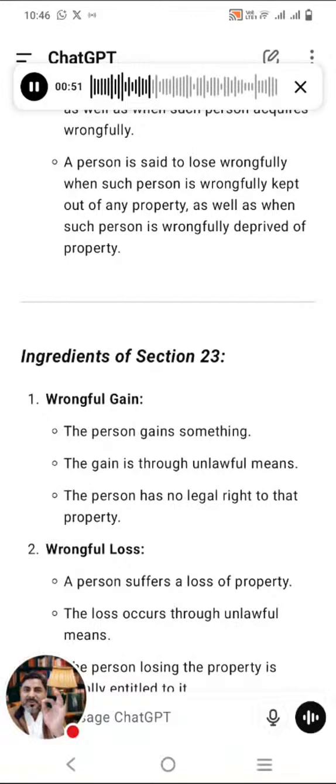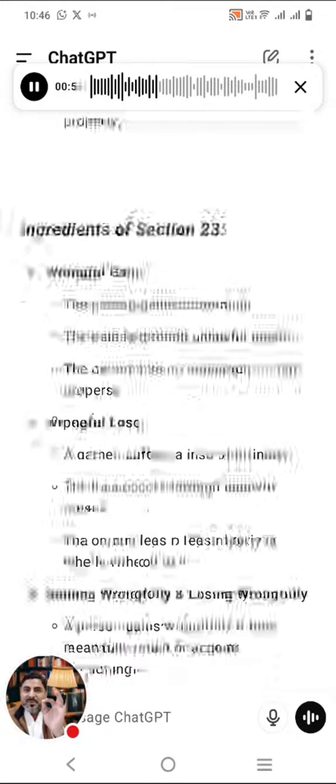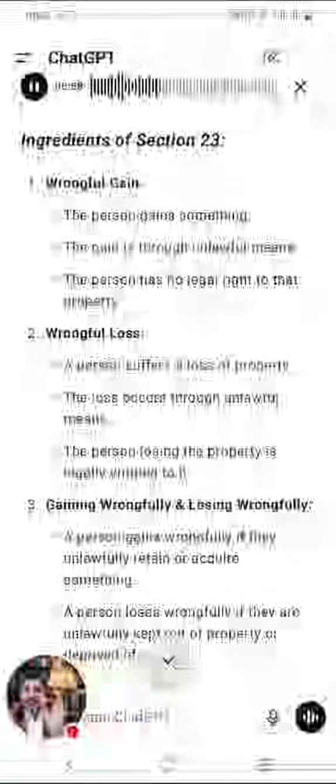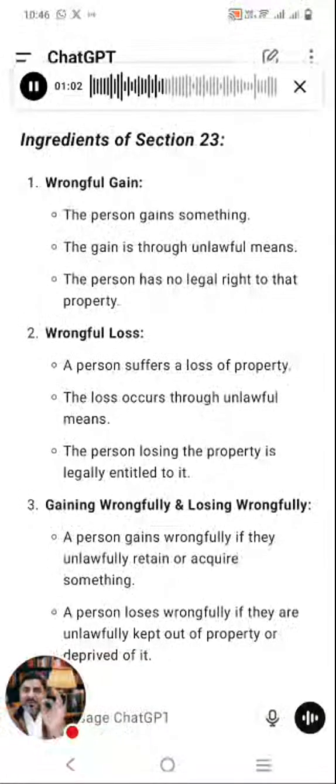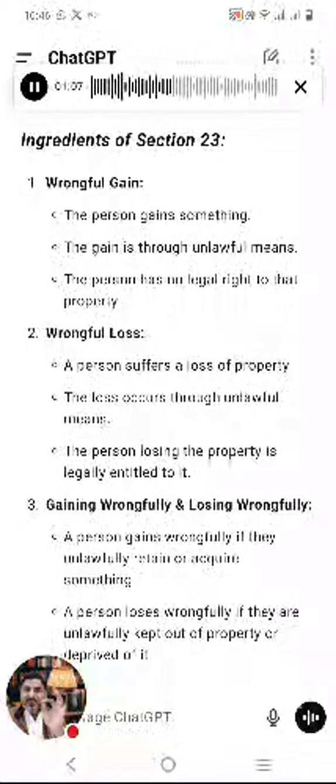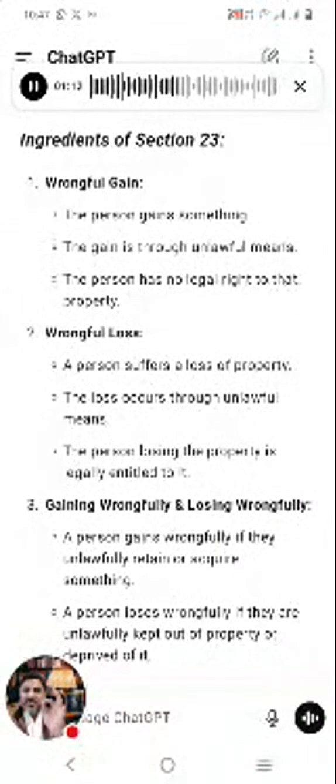Ingredients of Section 23. 1. Wrongful gain. The person gains something. The gain is through unlawful means. The person has no legal entitlement to it. 2. Wrongful loss. A person suffers loss of property. The loss occurs through unlawful means. The person losing the property is entitled to it.